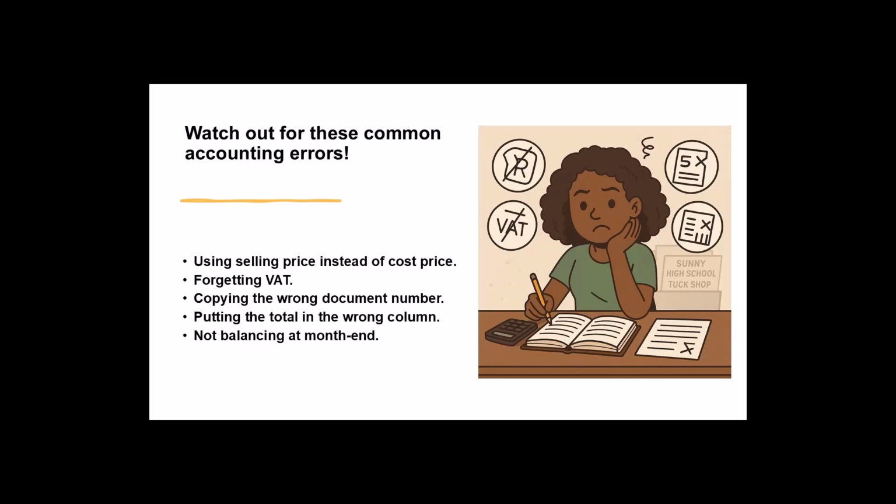Number 5, not balancing at month end. If your creditors control total does not match the list of suppliers' accounts, then you need to check your document numbers and the totals to ensure that every transaction was recorded correctly.